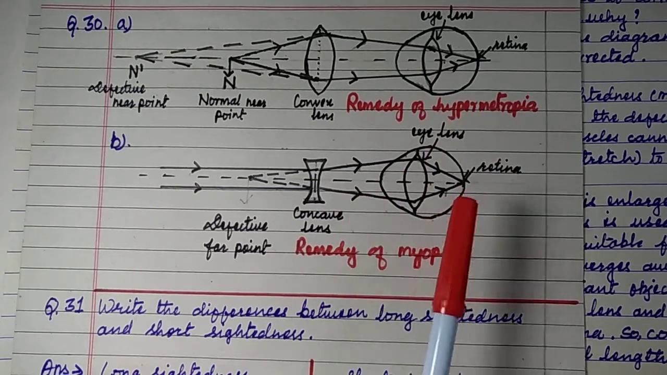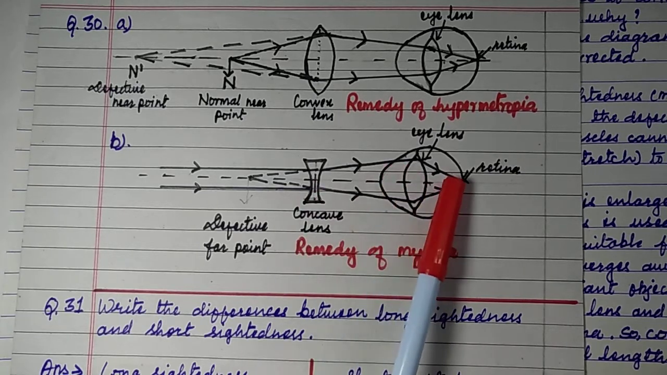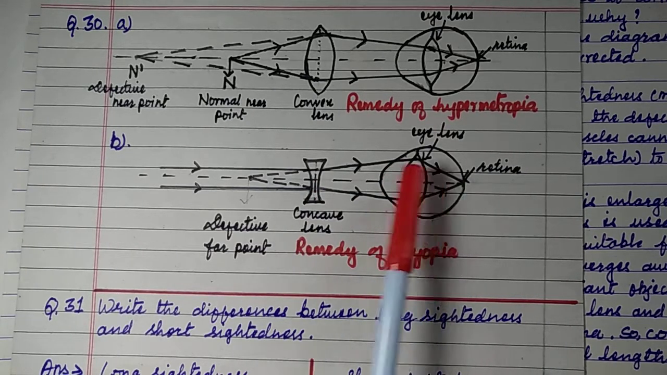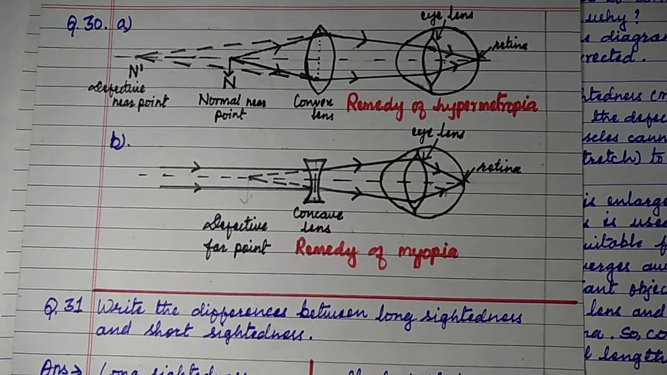In case of myopia, concave lens diverges the light rays so that image will be formed on the retina, because concave lens decreases focal length. So this is the diagram you need to remember.